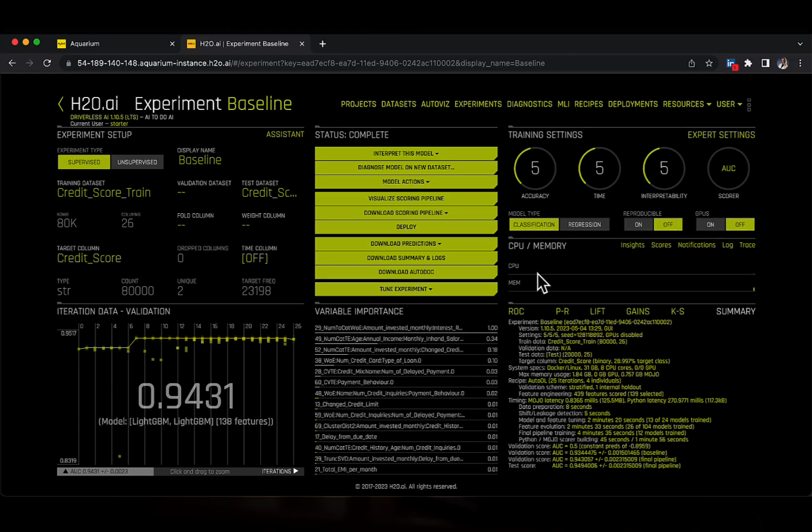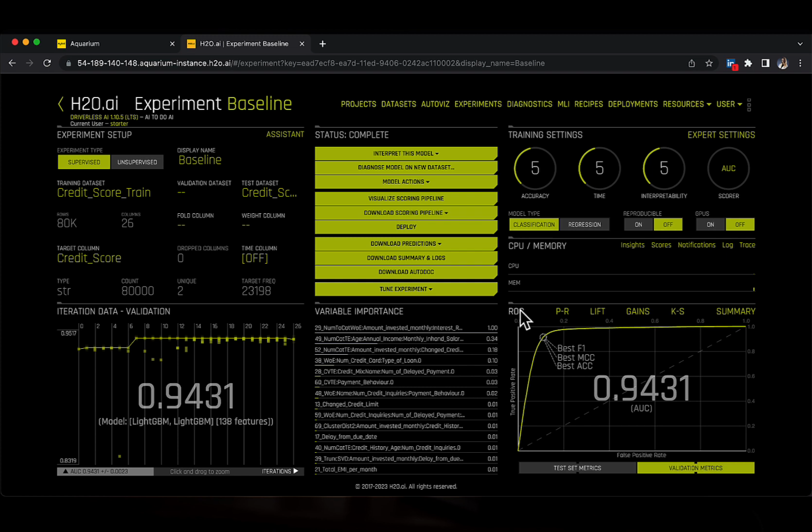Underneath our graph, there are two options to view the test set metrics or the validation metrics. We are going to stick with the results of the graph for the validation metrics. On the ROC curve, we can see three circles: best F1, best MCC, and best AUC.